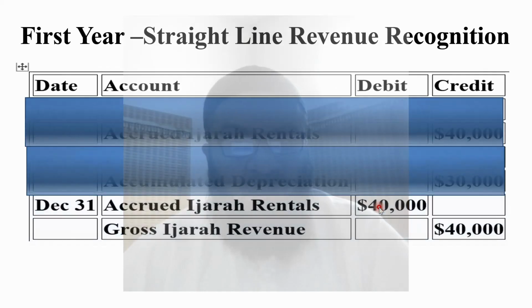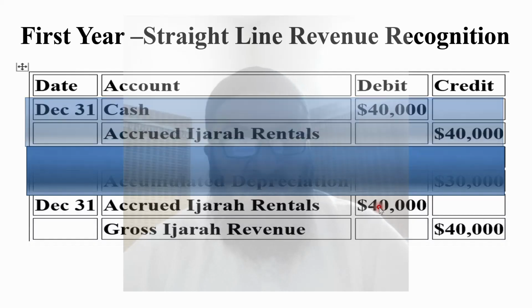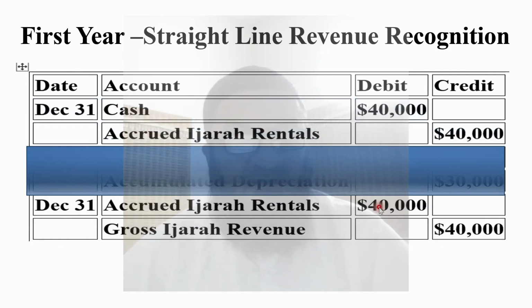How does it happen? First of all, towards the end of the period, we say that accrued Ijarah rentals, which is a sort of account receivable. So we have a receivable of 40,000 from the client, and this is our gross Ijarah rent revenue. On one side of the equation, assets increase; on the other side, equity increases by virtue of revenue. Then when we receive this cash from the customer, cash is debited and Ijarah rentals receivable, or accrued Ijarah rentals, is credited. So eventually this receivable becomes zero.